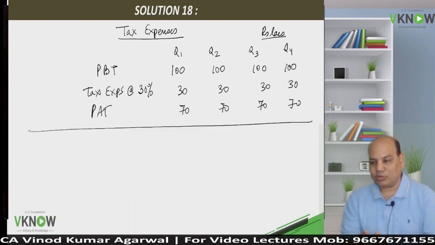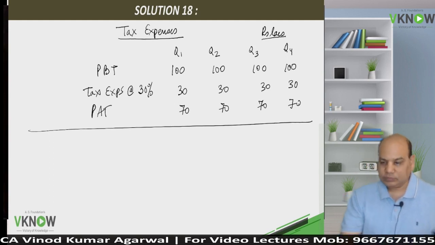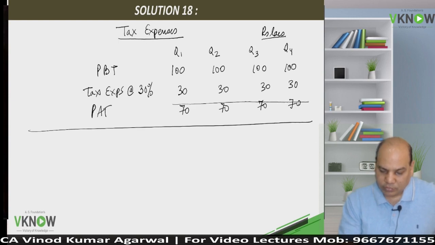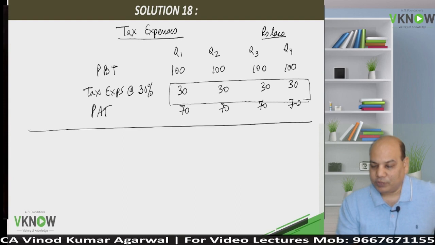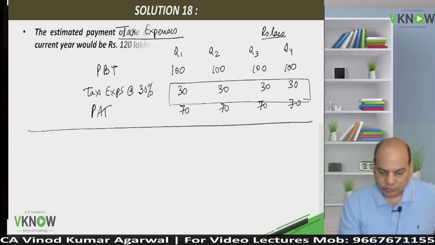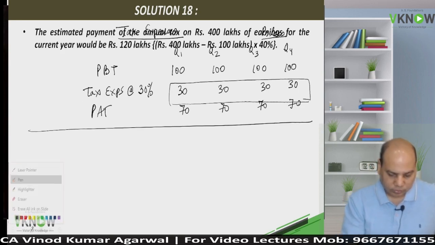The student can note down the answer, although the answer is printed in the book, but in the book they have only written tax expense. I have also written profit after tax. So this is the answer of question number 18. I hope you have noted.